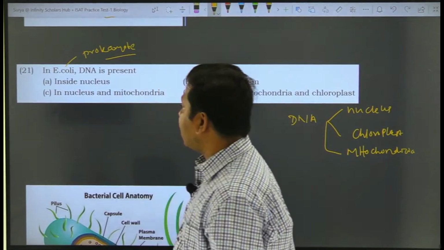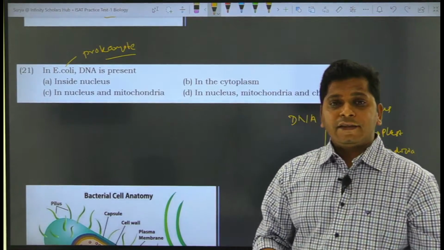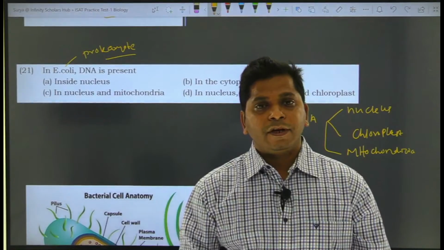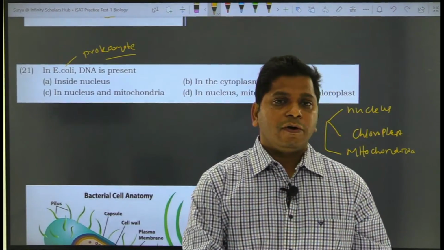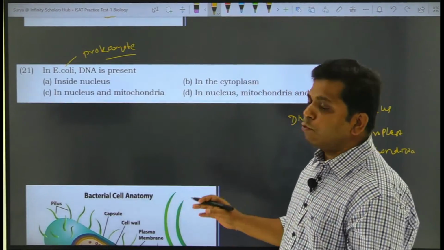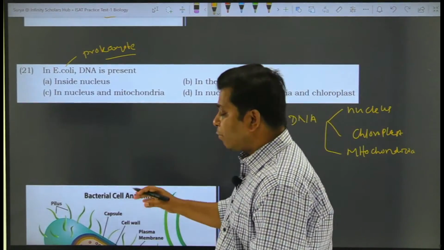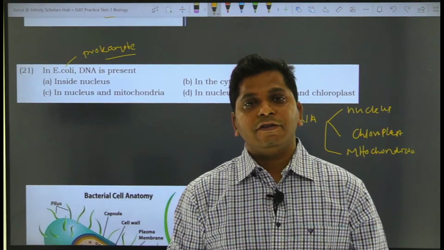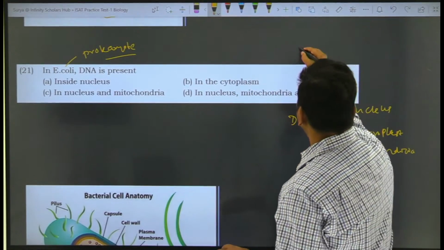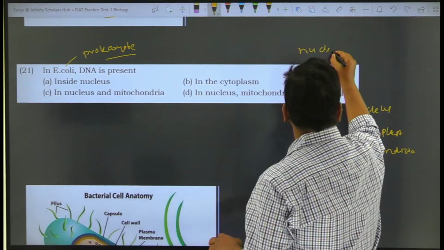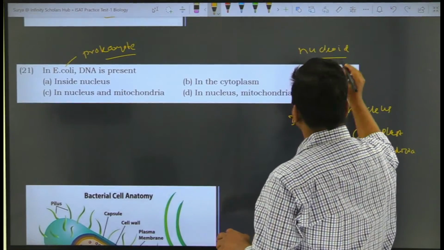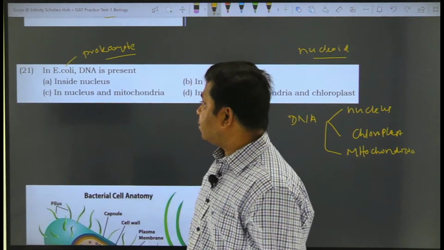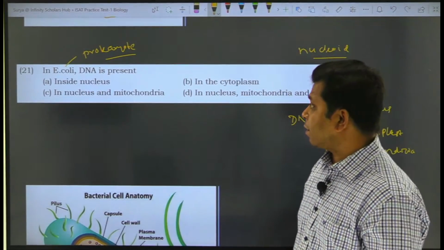Options given: inside the nucleus. As I said, they do not have a defined nucleus, and in prokaryotes it is not called a nucleus because there is no nuclear membrane. Wherever the nuclear material is concentrated, that region is called the nucleoid. So that is not a true nucleus. That means the option inside the nucleus would be incorrect.